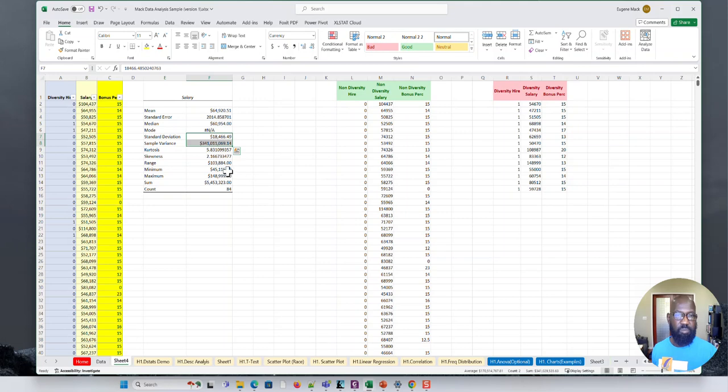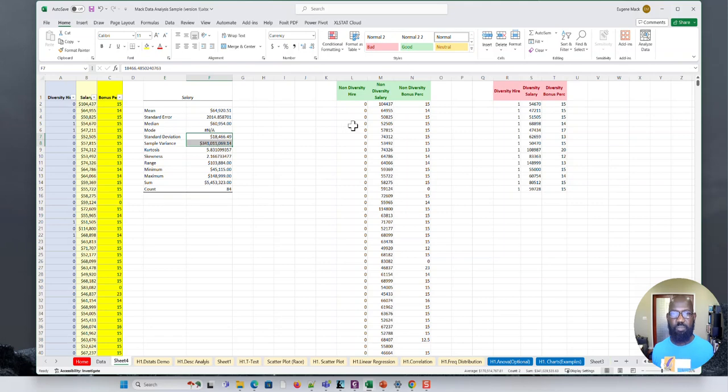So this is the minimum salary that's in this group. Here's the maximum salary that's in this group, which is $148,999, or approximately $149,000. And then the sum basically adds up all of the salaries, and that totals a little over $5.4 million. And then this is the count. It just tells you how many salaries are included in this data. So that is that.